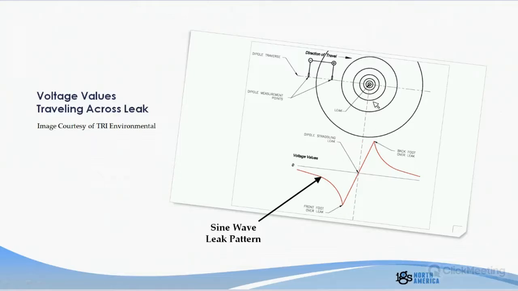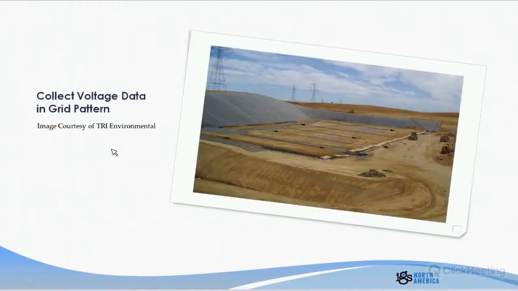Now, when the dipole has its front foot exactly on the leak location, you get your highest magnitude of negative value. Then as it straddles the leak, it travels through 0. Then as the back foot goes over the leak, you have your highest positive value there. And as you continue on, the signal trails down to background values. That leak signature, that sine wave pattern that we refer to, is what we're looking for when we're out there surveying the area.